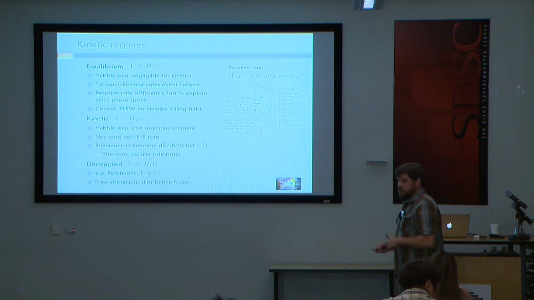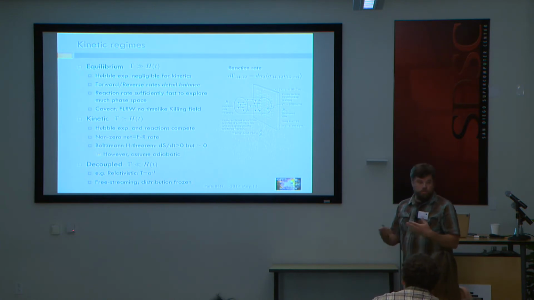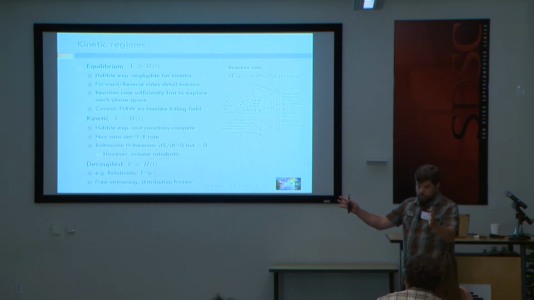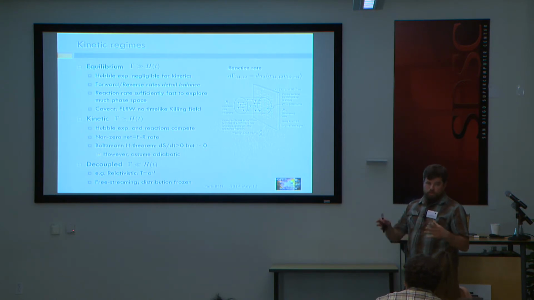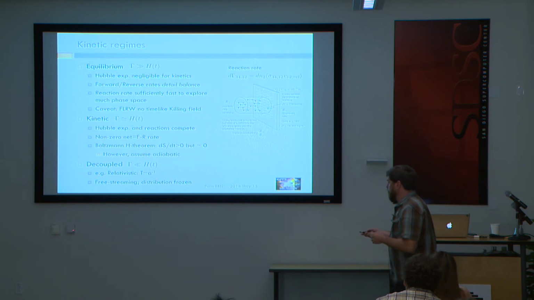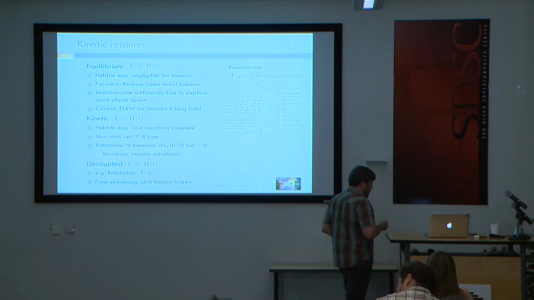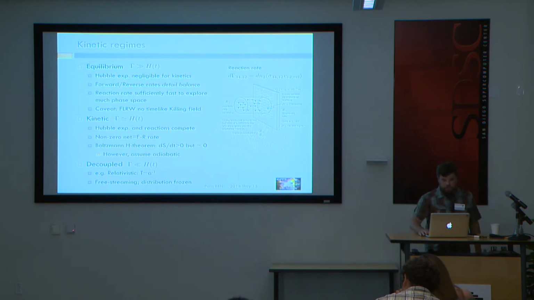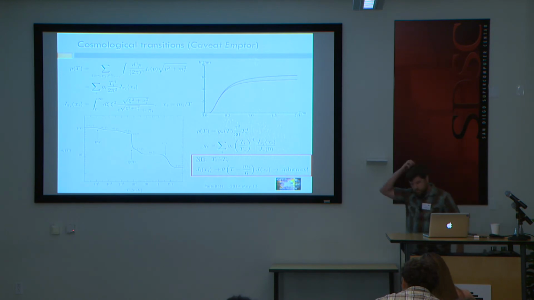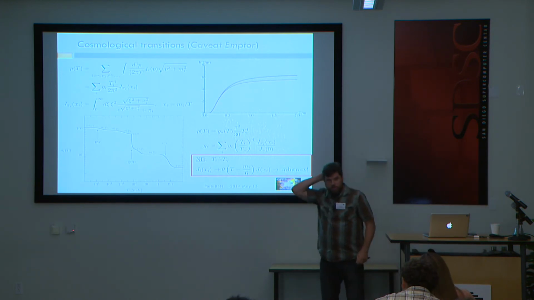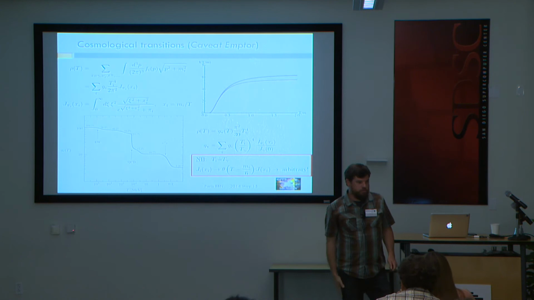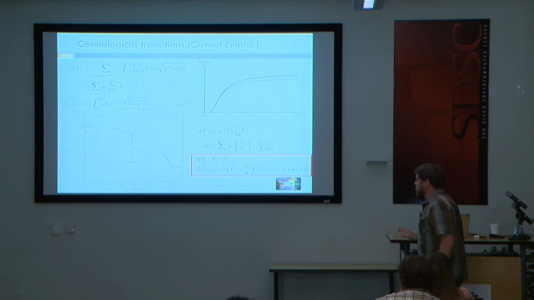And then finally, there's the decoupled regime where the rates are so slow that the particles just freely stream through the universe. Their distributions are locked in at the decoupling temperature because they can't be knocked in or out of the phase space element that they're in. So that's the decoupled regime. So I hope that these are useful concepts for you to structure your thoughts about which various regimes we might be in when we're talking about BBN.